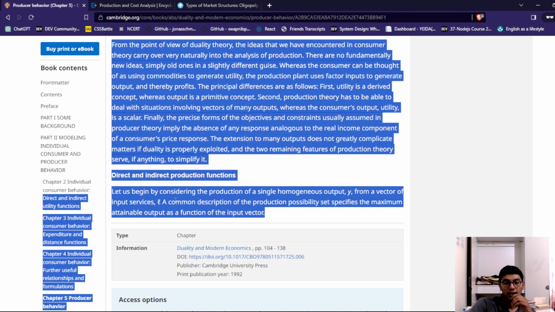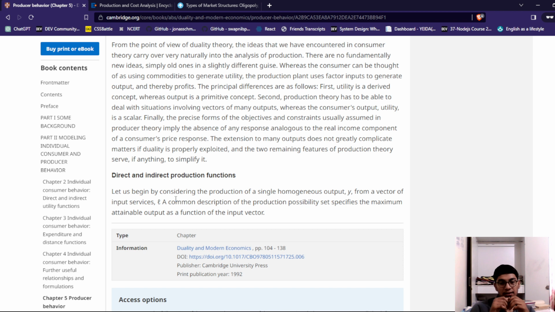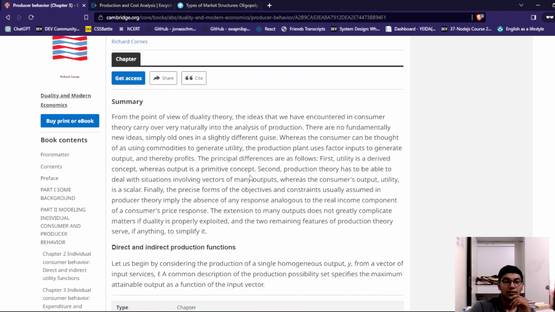Direct or indirect production function. Let us consider the production of a single homogeneous output y from a vector of input services. A concise description of the production possibility set specifies the maximum attainable output as a function of input factors.